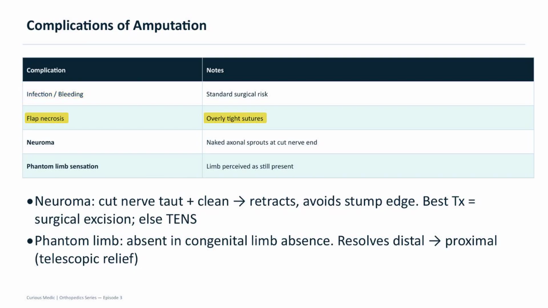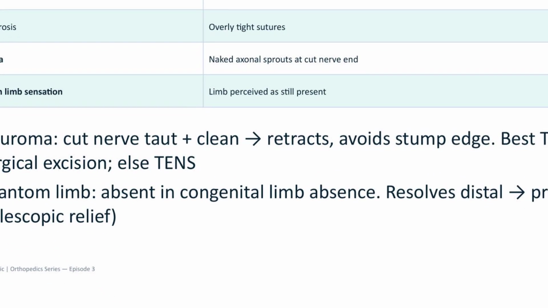Flap necrosis in particular can happen when the sutures at stump closure are too tight, cutting off blood supply to the flap edges. But the two complications that are unique, high yield, and frequently tested are amputation neuroma and phantom limb sensation. Let us start with amputation neuroma.